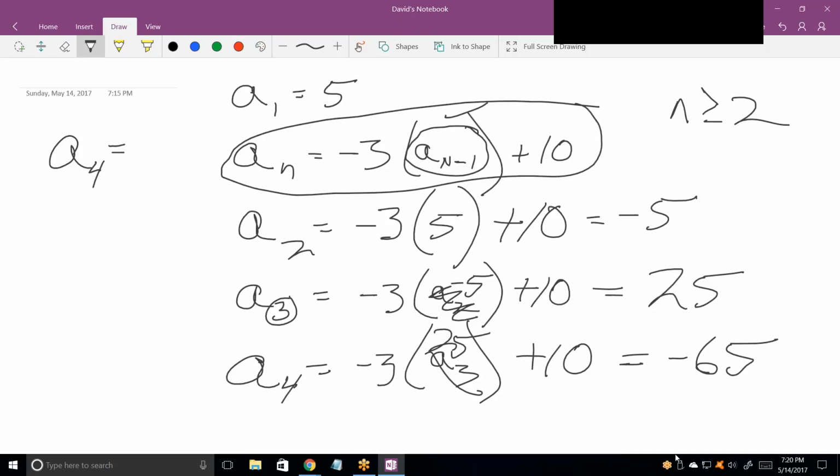Now, turns out this is an alternating series, which is interesting. I would have never put this as an alternating series. But by that, I mean it goes from plus to minus to plus to minus, and it'll keep doing that. Because every term is a function of the previous term and we're multiplying that by a negative number, it's just going to keep bouncing back and forth between plus and minus.